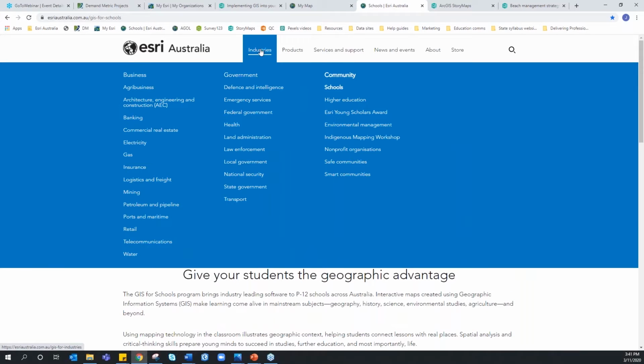I'm just hovering over the industries tab on the Esri Australia website, and you can see that maybe it's not as much of a surprise to you as it was to me. Sorry, but I was a little bit blown away when I looked at how many different types of industries are making use of geospatial technologies.